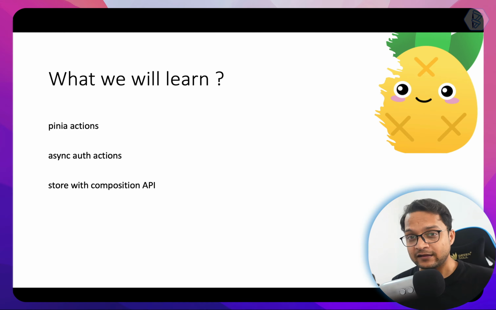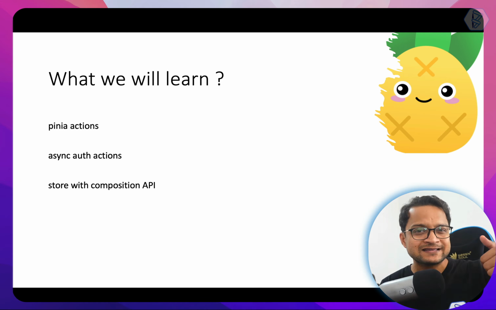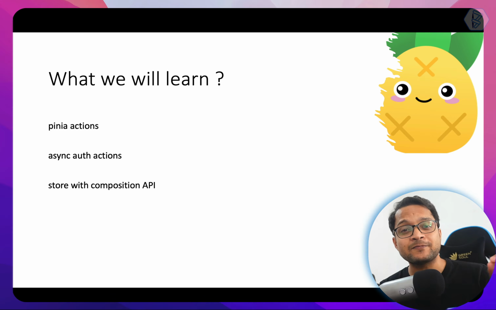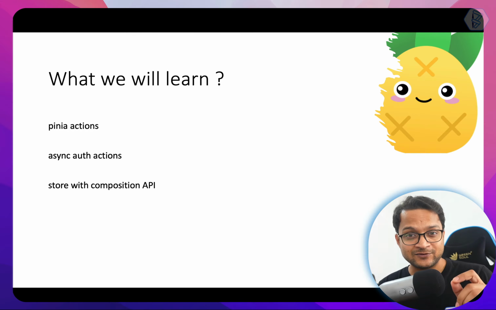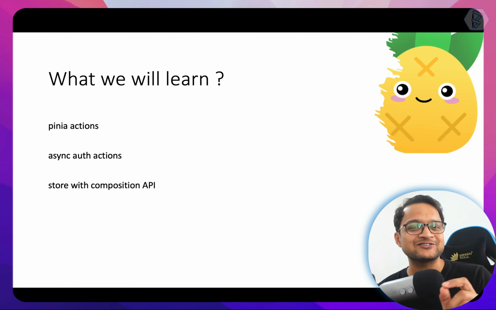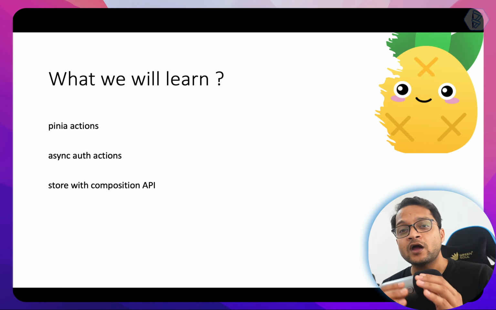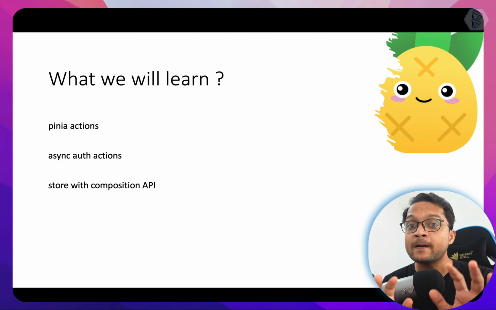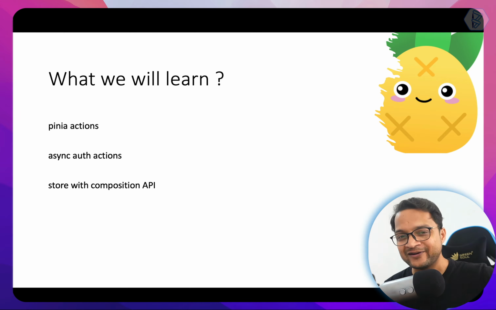And finally, we will move from state, getters and actions to a simple composition API inside our store. That means you don't have to learn about state, getters and actions, only one thing, the composition API. If you know the composition API, then you can use it inside your component as well as inside your Pinia store. Really great.